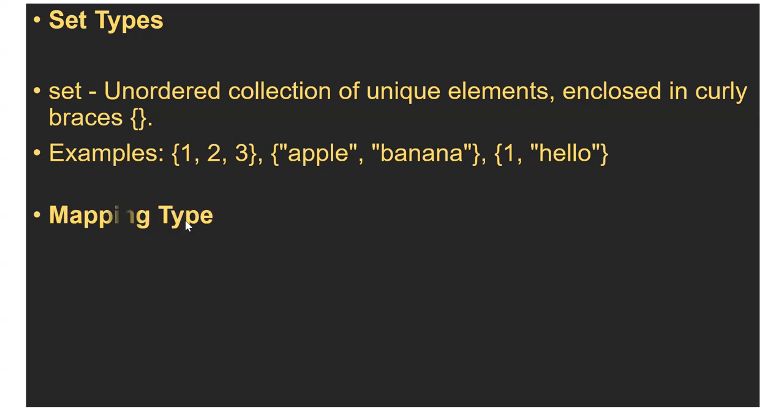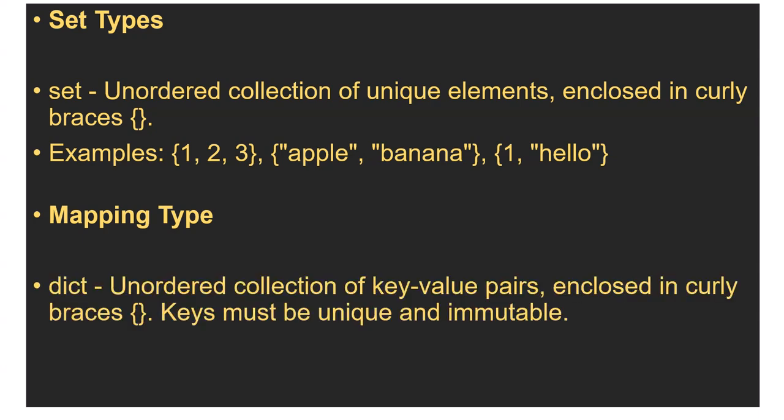Another data type that we have is the mapping type. And here is where we have the dictionary, the dict. What do you understand by the dictionary? A dictionary is an ordered collection of key value pairs enclosed in curly braces. Keys must be unique and immutable. And at this time, I hope you understand the words unique and immutable. Good. Let's see an example, because that is when we understand better.